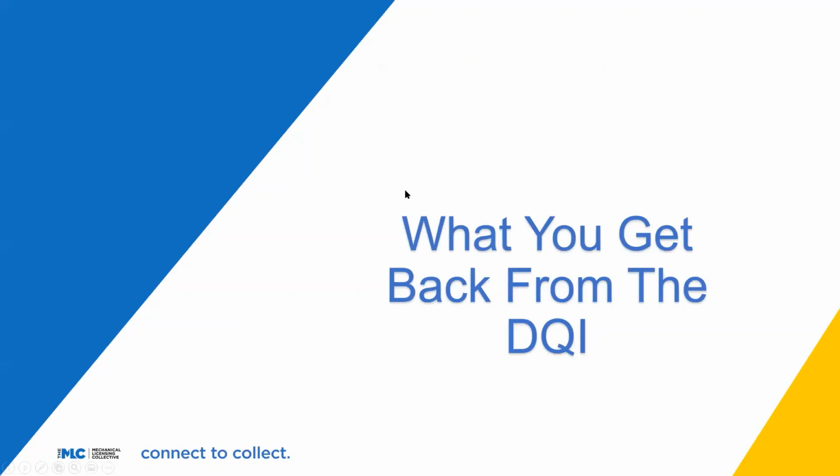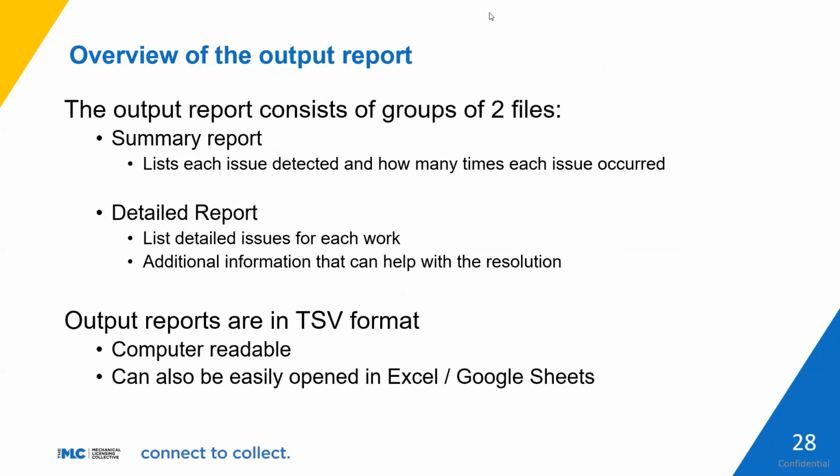So once you've submitted the data to us and we've processed the data, like Richard said, we want to give you a report that's useful and really actionable. The idea is, again, to prepare your data and be ready for when the MLC starts licensing and processing usages and ensuring that you're being paid the right amount. So there are two reports coming out of the DQI. One which is a summary report which lists each issue detected and the number of occurrences for each. And a more detailed report which lists detailed issues for each work.